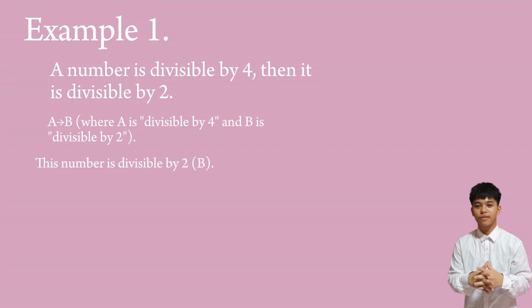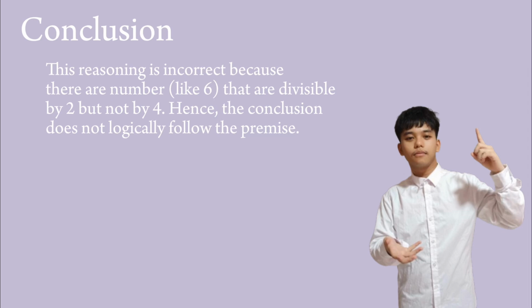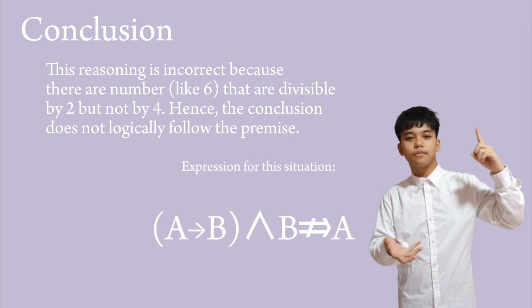This number is divisible by 2. This number must be divisible by 4. So, in conclusion, this reasoning is incorrect because there are numbers like 6 that are divisible by 2 but not by 4. Hence, the conclusion does not logically follow from the premise. A implies B, and B is true, but that does not necessarily mean that A is true.